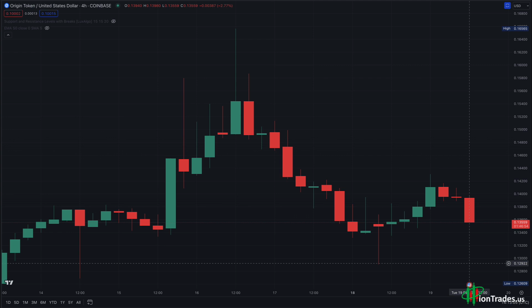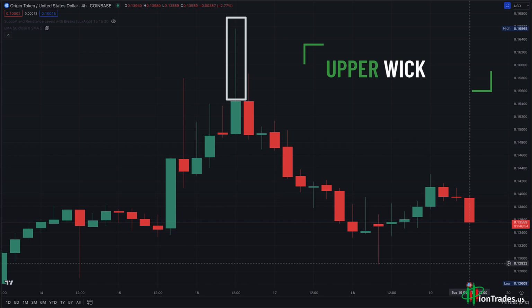Let's move on to the wicks. Let's start with the upper wick. This part of the candlestick represents the highest price reached during the given time frame. It's like a mark left by the bulls or buyers, showing how far they managed to push the price upwards before the bears or sellers stepped back in.